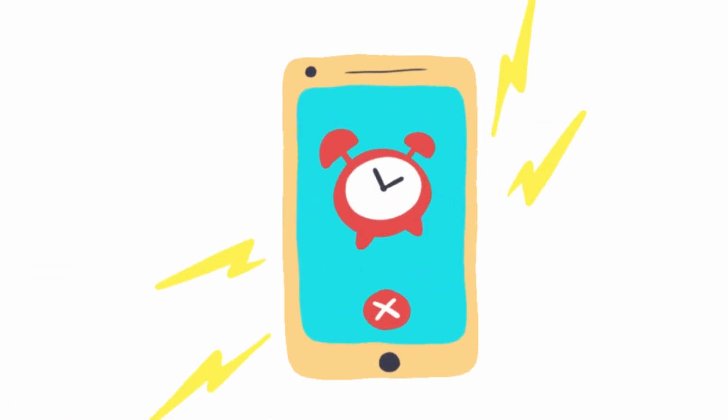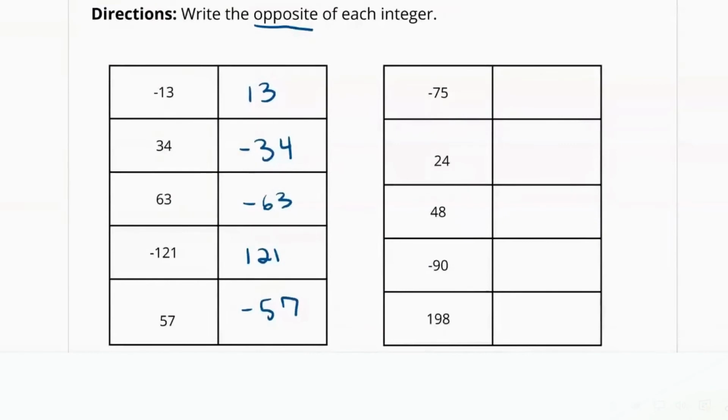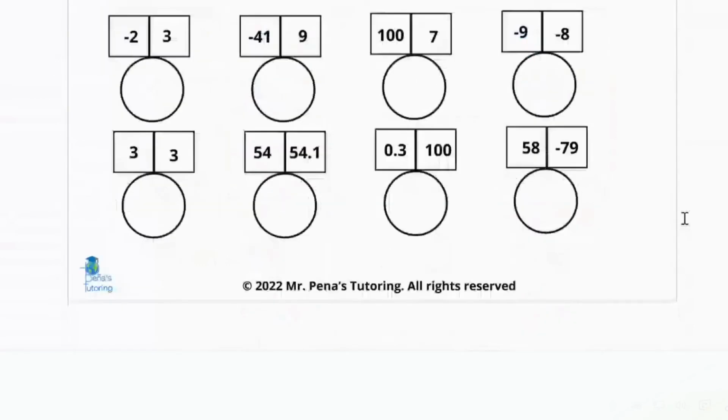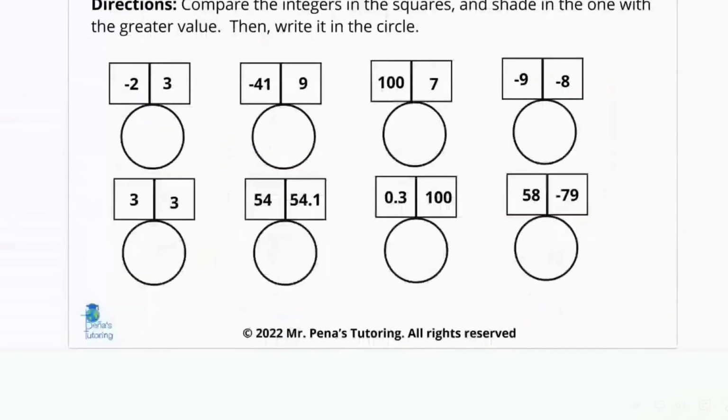All right, I hope we got the right answers. We have 75, negative 24, negative 48, 90, and negative 198. Now let's go to the last section. Compare the integers in the squares and shade in the one with the greater value. Then write it in the circle.